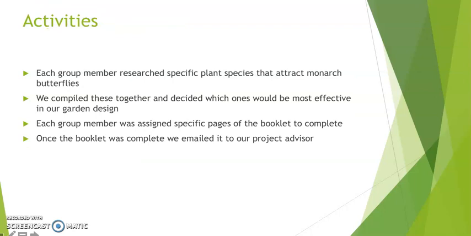The activities for each group member were to basically just research a bunch of different plant species, and then we compiled all of these together and figured out which ones would be most effective for a monarch butterfly garden. And then each group member was assigned specific pages of the booklet to complete, and after that was complete, we emailed it to our project advisor.